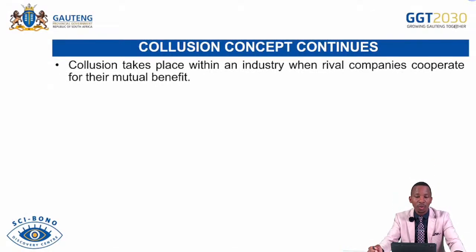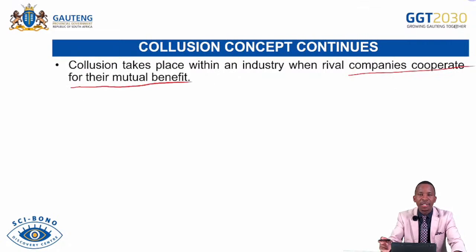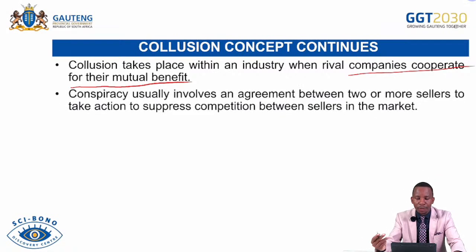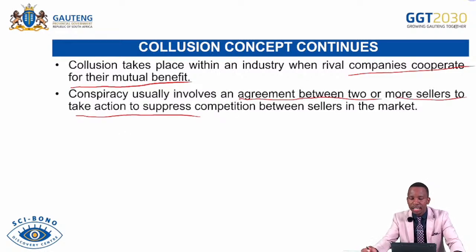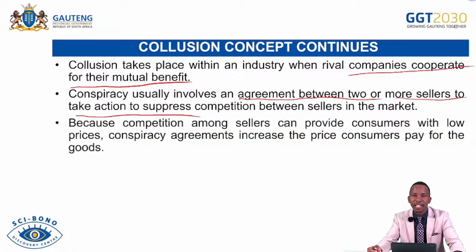We continue with the collusion. Collusion takes place within the industry when rival companies or competitors cooperate for their mutual benefit. And then, as we continue, a conspiracy usually involves an agreement between two or more sellers to take action or suppress competition between sellers in the market. So, two or more firms find themselves acting together or making a decision together or agreement.